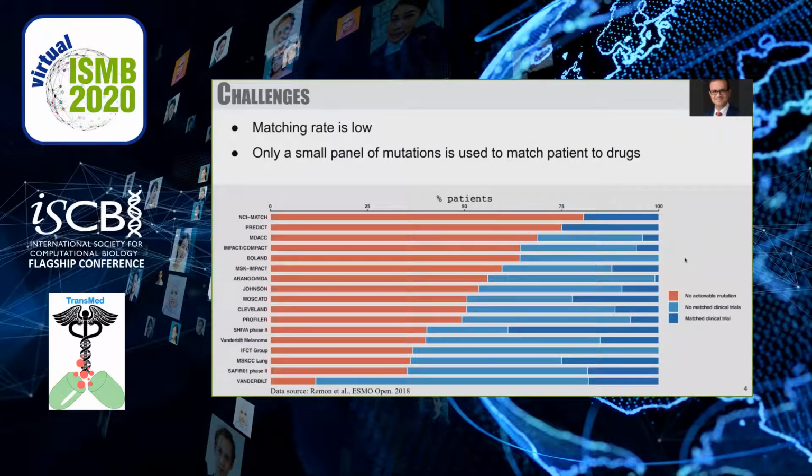On paper, the idea of precision medicine is great. However, the biggest challenge in precision medicine is to find biomarkers which can predict drug response. As we have only a few biomarkers, the matching rate is low. For example, these are some of the major precision medicine clinical trials. Here, the red bars represent the percentage of patients for whom we could not find any actionable mutation. The challenge is to reduce these red bars by finding biomarkers for these patients.